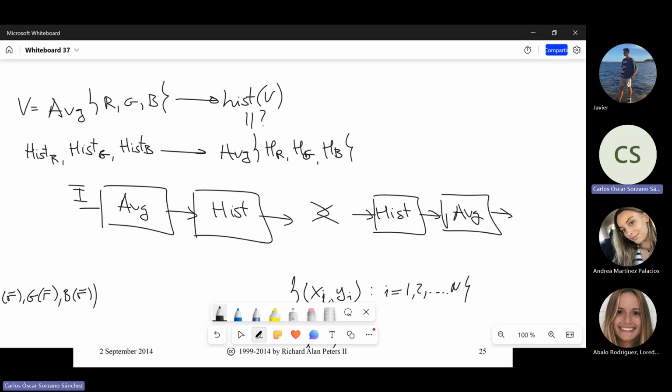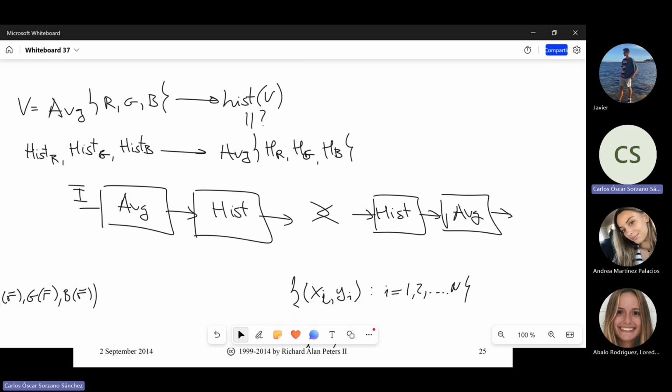What is the condition for both systems commuting? Which kind of systems do you know that commute? Linear systems. Computing the average is a linear system. Okay, we will see now why this is a linear system. Is computing the histogram a linear system? It's not. Counting is not a linear system.